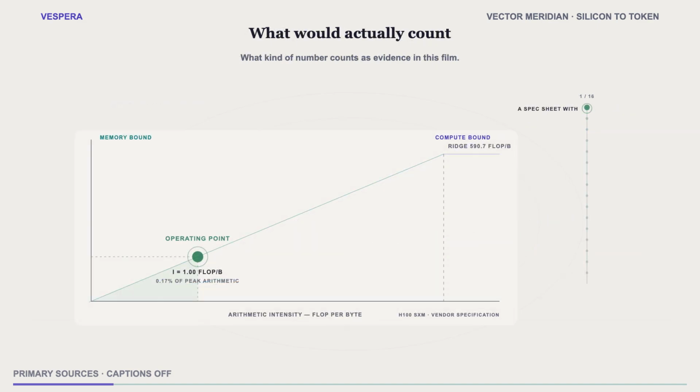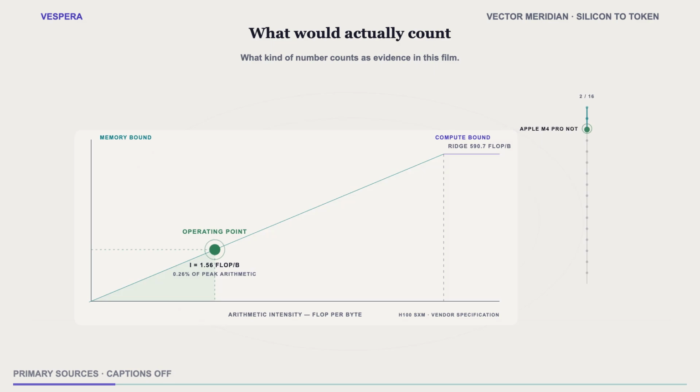Before we open the machine up, I want to set the standard of evidence for the rest of this film, because hardware is a subject with an unusually high ratio of confident claims to measured ones. Almost everything you will read about this topic comes in one of three forms, and they are not equally trustworthy. The first is a peak specification: 2,000 teraflops, 3.35 terabytes per second. These are real numbers, and they are also, in a specific sense, fictional. They describe what the silicon can do under conditions your workload will not meet.